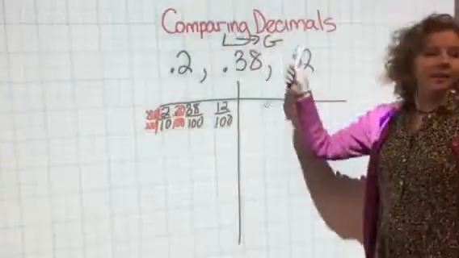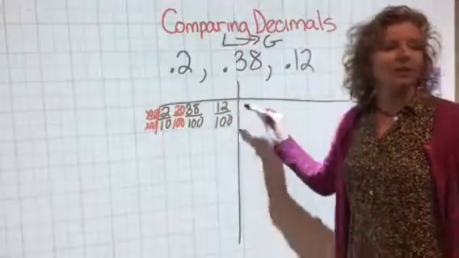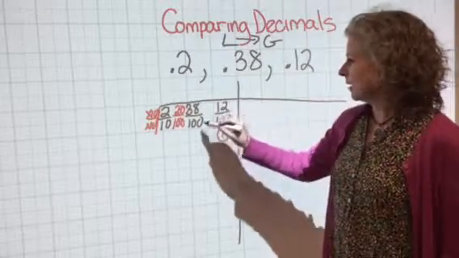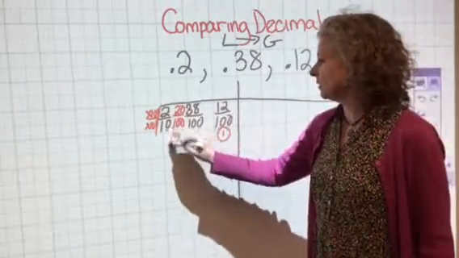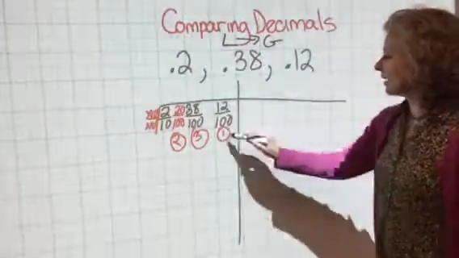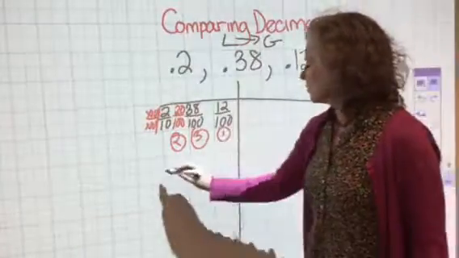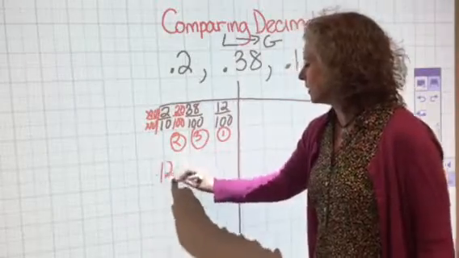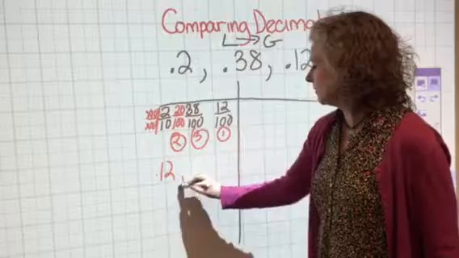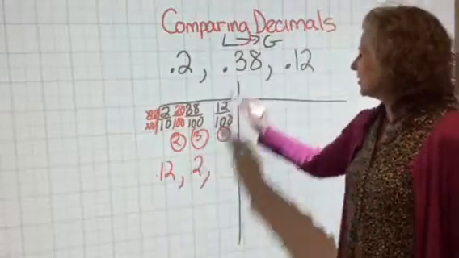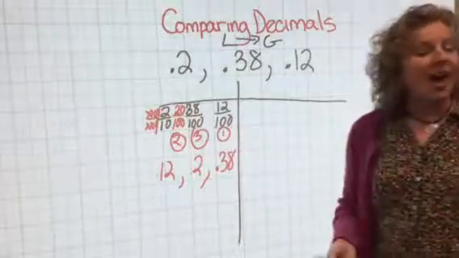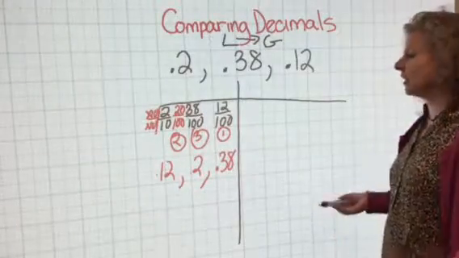So now if we're ordering least to greatest, we just have to look at these and say 12 hundredths. That would be first. The next one, 20 hundredths, and then 38 hundredths. So let's match our decimals. Our first one is 12 hundredths. Our next one is the 2/10, and our last one is 38 hundredths. I've now placed them in order from least to greatest.